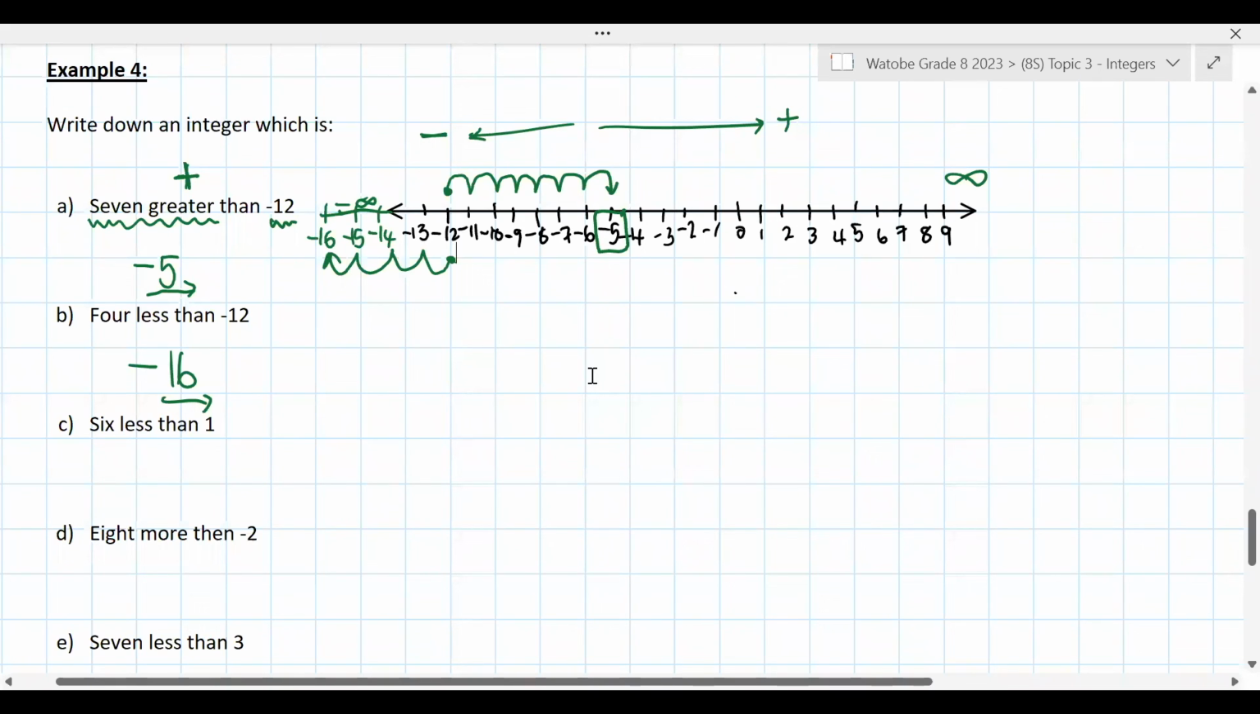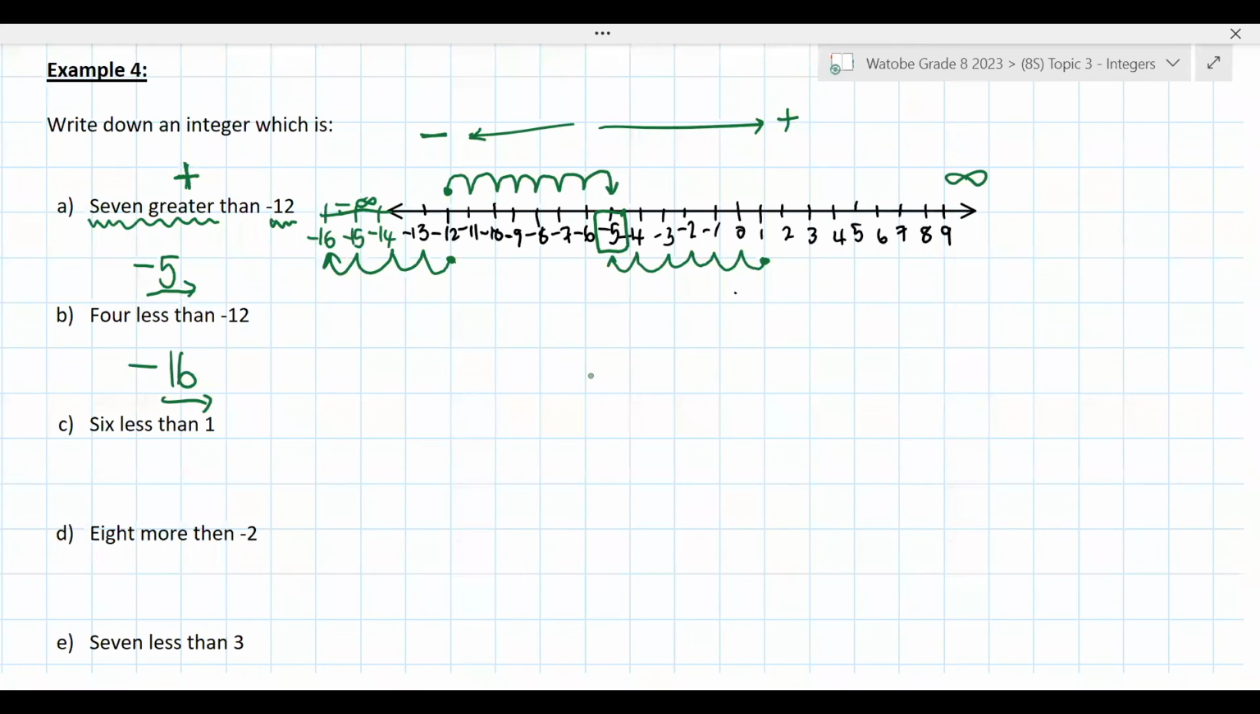Claro, C. C is 5. Positive or negative? Positive 5. All right, so 6 less than 1. We start at 1 and we take away 6. So 1, 2, 3, 4, 5, 6. So positive or negative 5? Negative. Well done. Excellent.